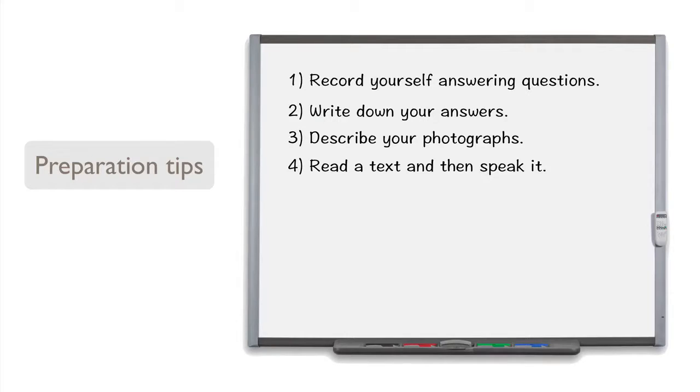Read a text and then speak it. Firstly, read a text or article. Try to summarize what you read in your own words. Record yourself and write down your summary. This will train you to paraphrase and use synonyms effectively, which is important if you want to achieve a high band.